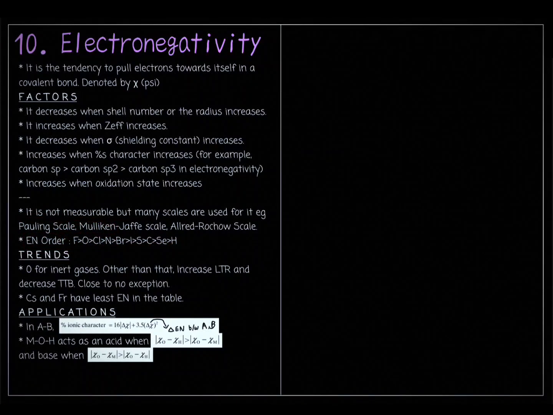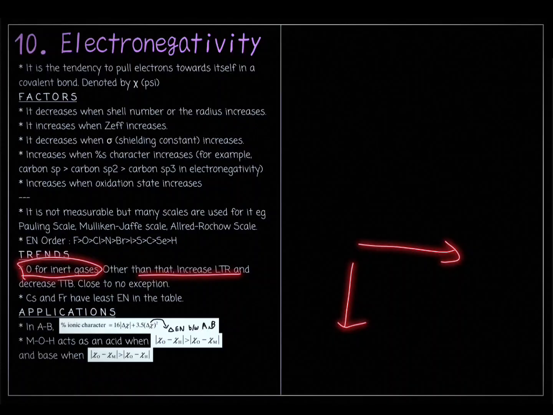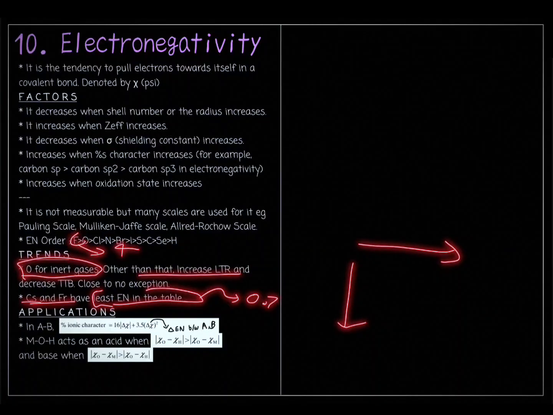And these are the trends for electronegativity, which have almost no exceptions. It is zero for inert gases, and other than that, they increase left to right and decrease top to bottom. Cesium and francium have the least electronegativity in the entire table, which is 0.7. Fluorine has 4. And here are the applications.